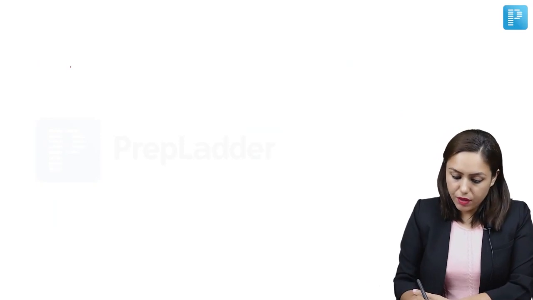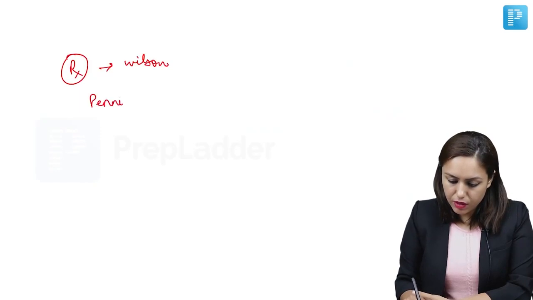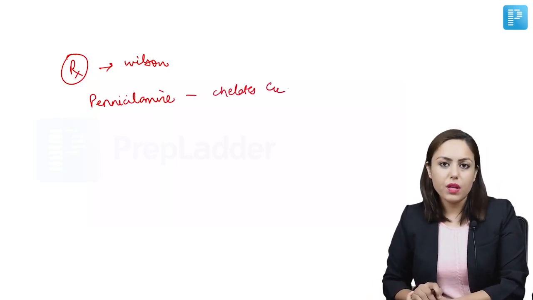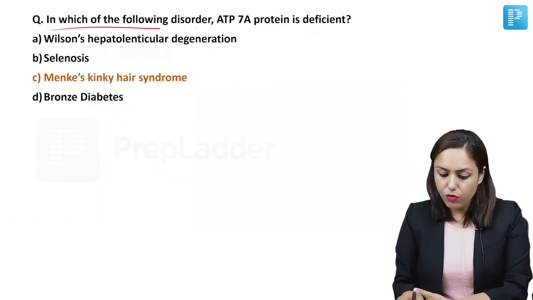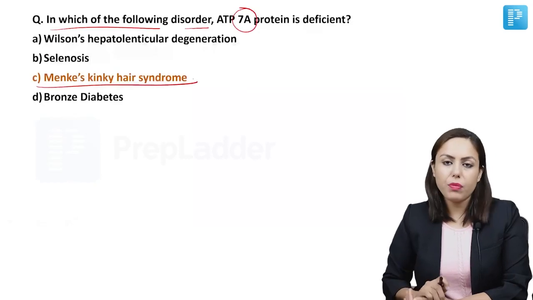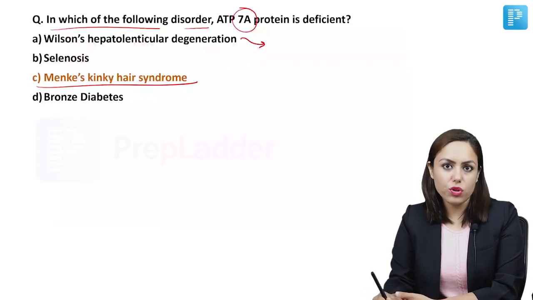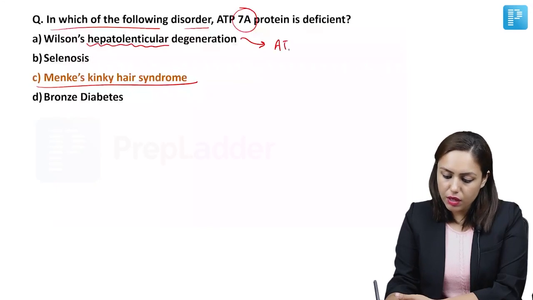Then write down what is the treatment of Wilson's disease. Treatment of Wilson disease is giving penicillamine, because penicillamine chelates copper, right? Then there was a recently asked question. You just read the question. In which of the following disorders is ATP7A protein deficient? So you know it is Menkes kinky hair syndrome, right? And in Wilson's disease, also known as hepatolenticular degeneration, ATP7B protein is deficient, right?